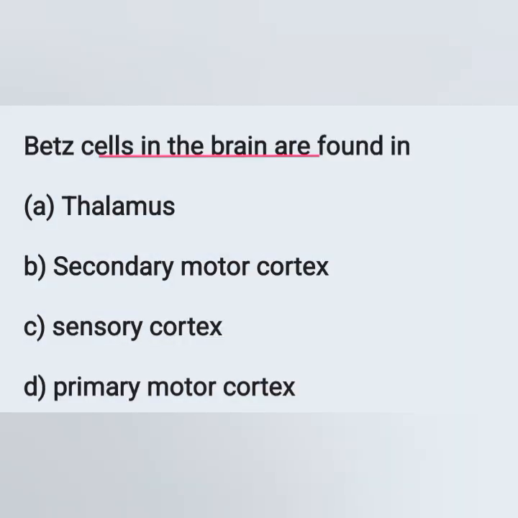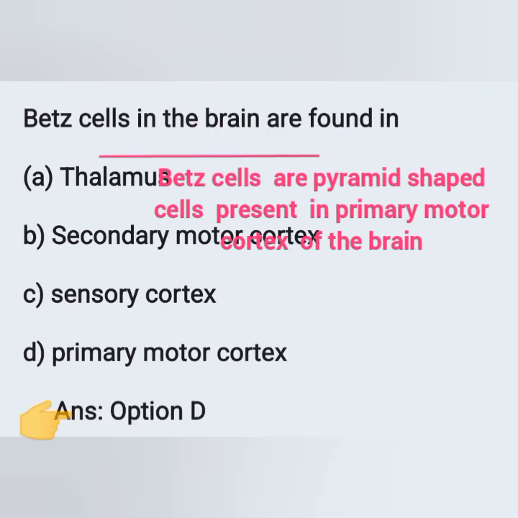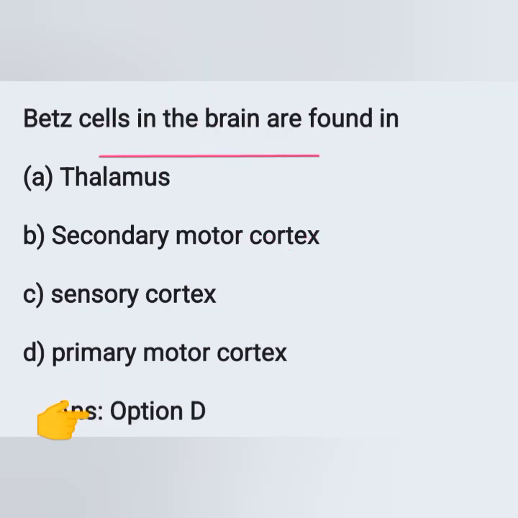And the next question, Betz cells in the brain are found in: option A thalamus, option B secondary motor cortex, option C sensory cortex, option D primary motor cortex. These Betz cells are pyramid shaped cells which are present in the primary motor cortex area of the brain. So the correct answer is option D, primary motor cortex.